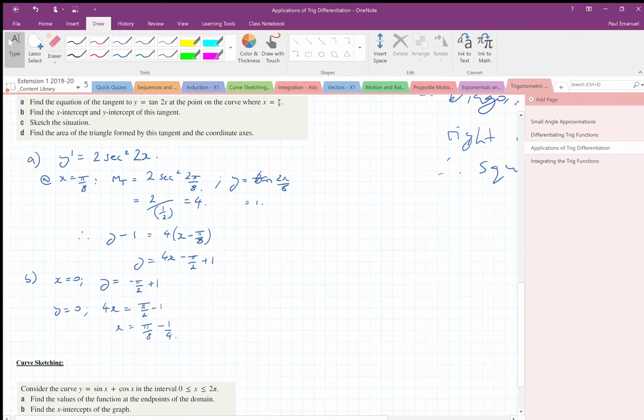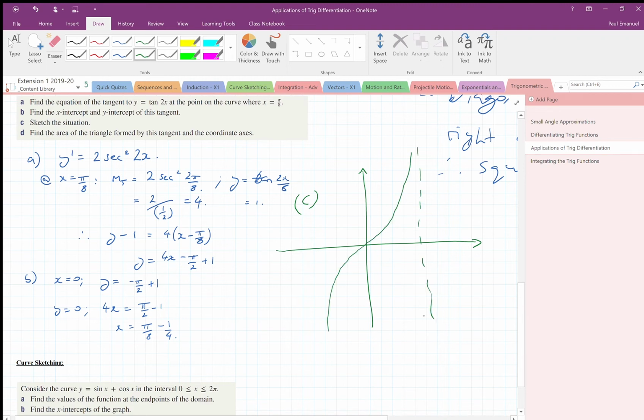Sketch the situation. Sure thing. So here's the tan function. And because it's tan 2x, the asymptotes are now at pi over 4. I'm talking about this point here at pi over 8. Here's my tangent. So this point here is pi over 8 minus a quarter, and this point here is minus pi over 2 plus 1. Okay, they're the x and the y intercepts respectively.